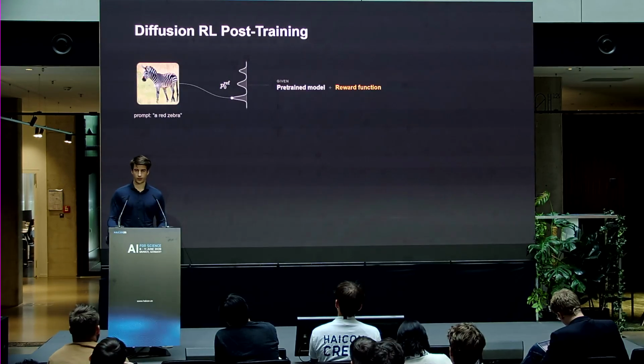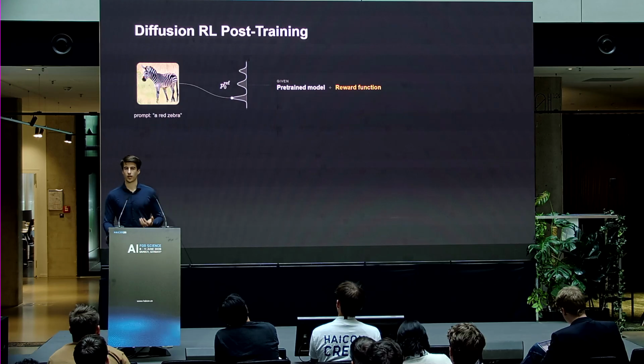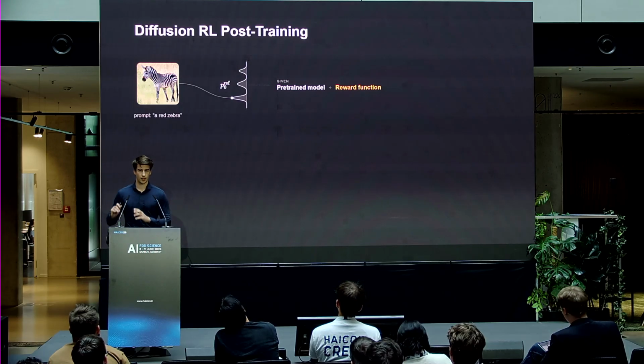So formally, this is the problem that we consider. We are given a pre-trained diffusion model. This can, for instance, be a text-to-image generation model. So you can prompt this model. You can say, give me an image of a red zebra. And this is what the model gives you. This is the actual output of Stable Diffusion 3. It's a zebra, but it's not red, because the model hasn't seen a red zebra in the training data.